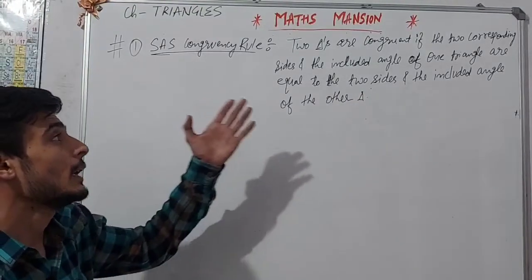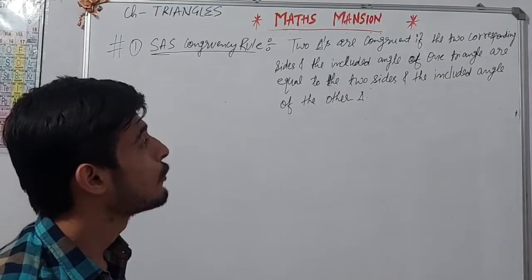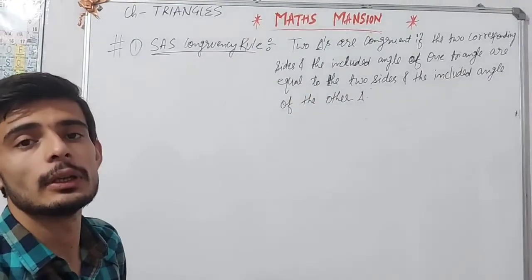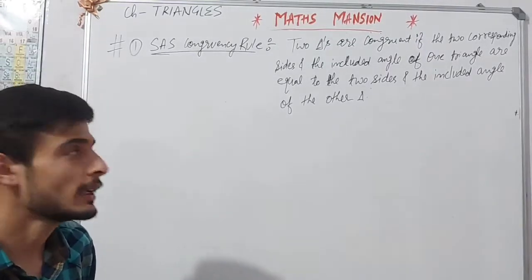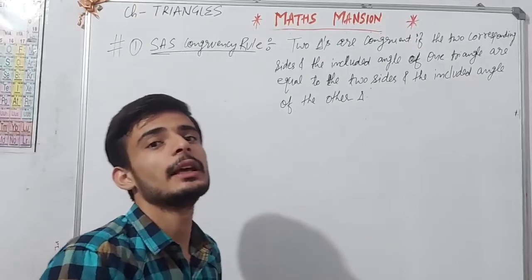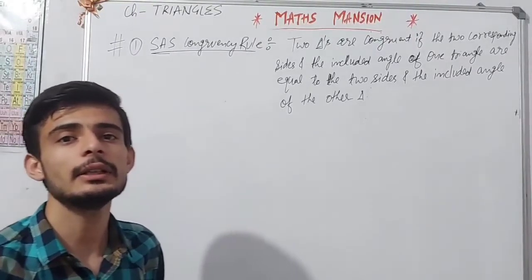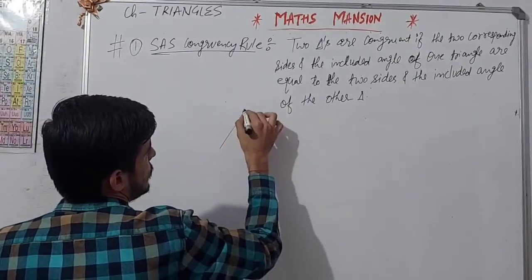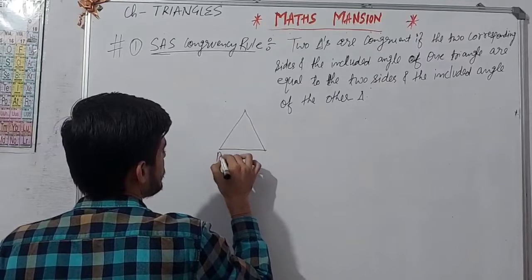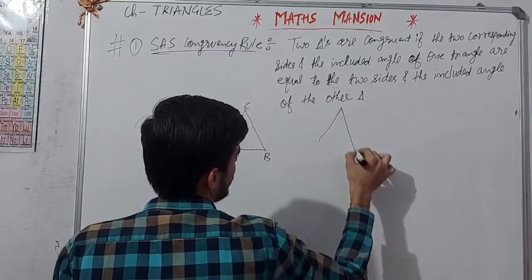If two corresponding sides and the included angle of one triangle are equal to the two sides and the included angle of the other triangle, then we can say that these two triangles are congruent by the SAS congruency rule. So draw a triangle ABC and triangle PQR.